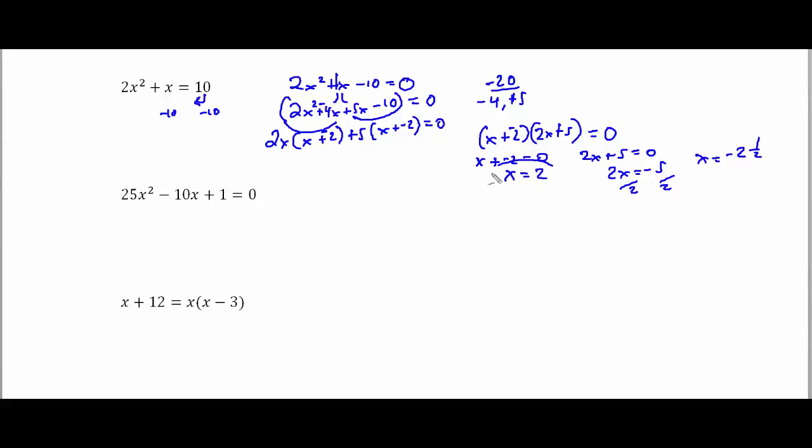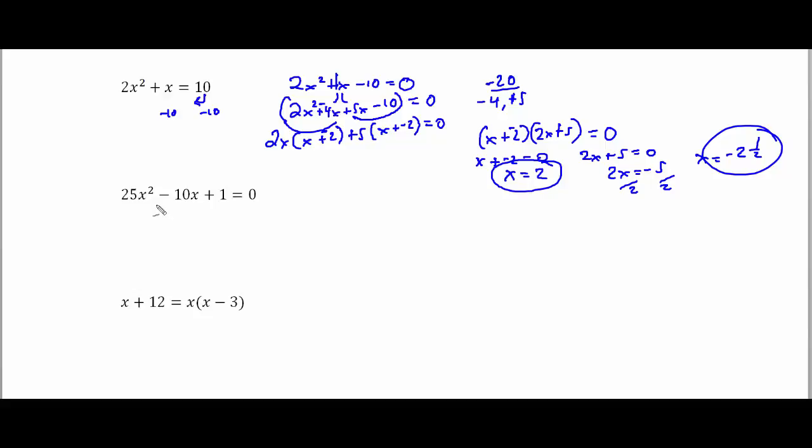So this equation hits the ground at these two spots along the x-axis, has a y-intercept of negative 10, which is kind of good to know, kind of what we're actually doing here. We're actually solving for the two spots where the line would hit the x-axis.